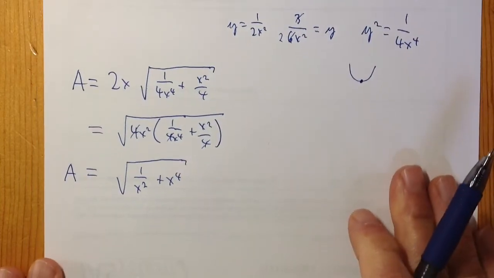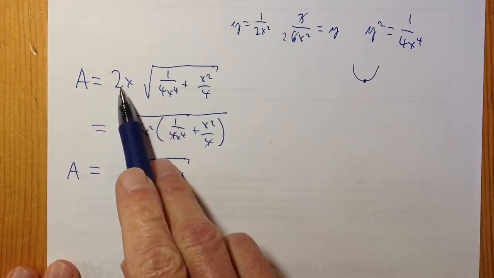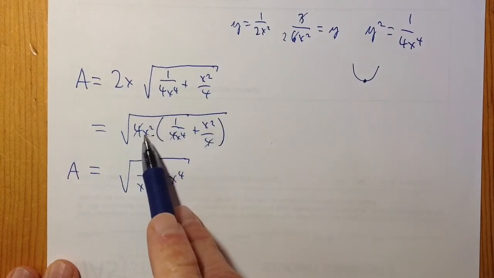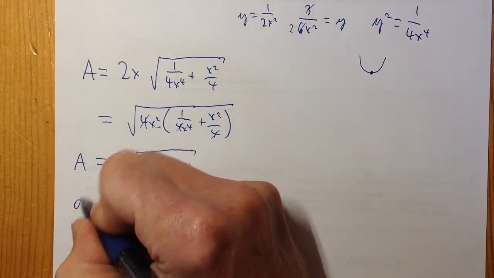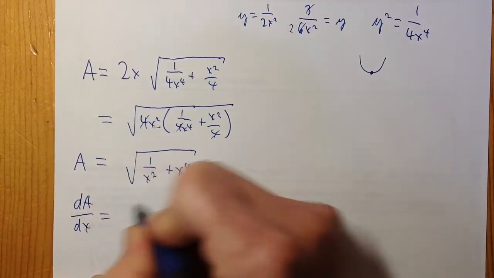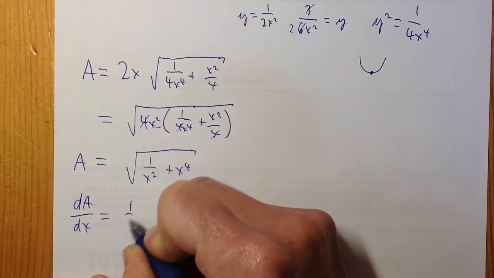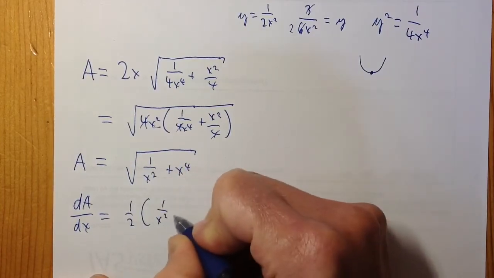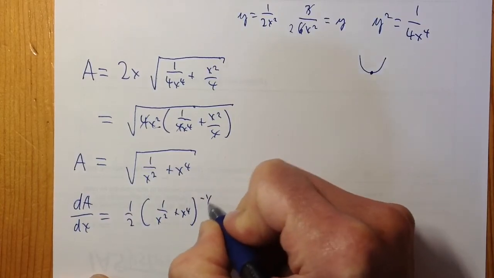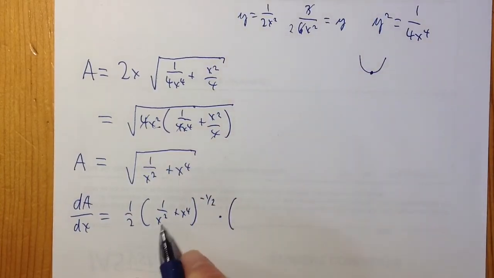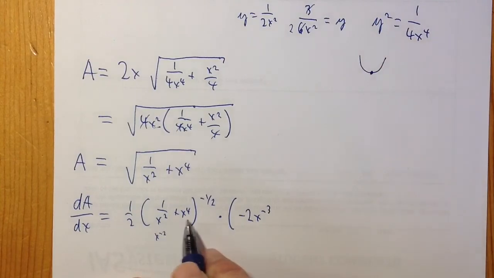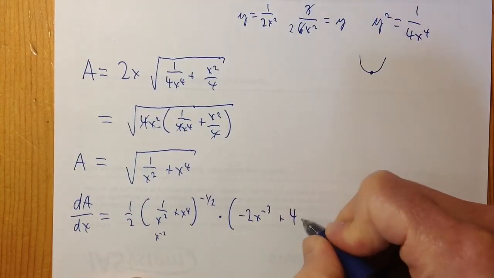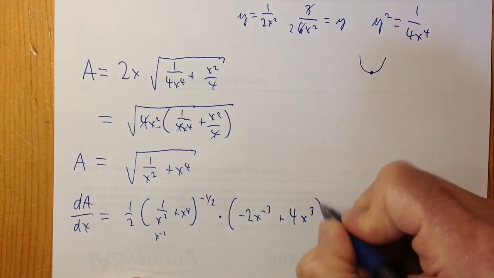So in this case, what really makes this problem easier is seeing that we can put the 2x inside as 4x squared, and then multiplying them, we get this. Now we can take the derivative. So dA/dx, the root with respect to x, this is just the 1/2 power, so 1/2, all that stuff to the negative 1/2, times the derivative of what's inside. Let's see, this is x to the negative 2, so that would be negative 2x to the negative 3, and then the derivative of x to the 4th is 4x to the 3rd.